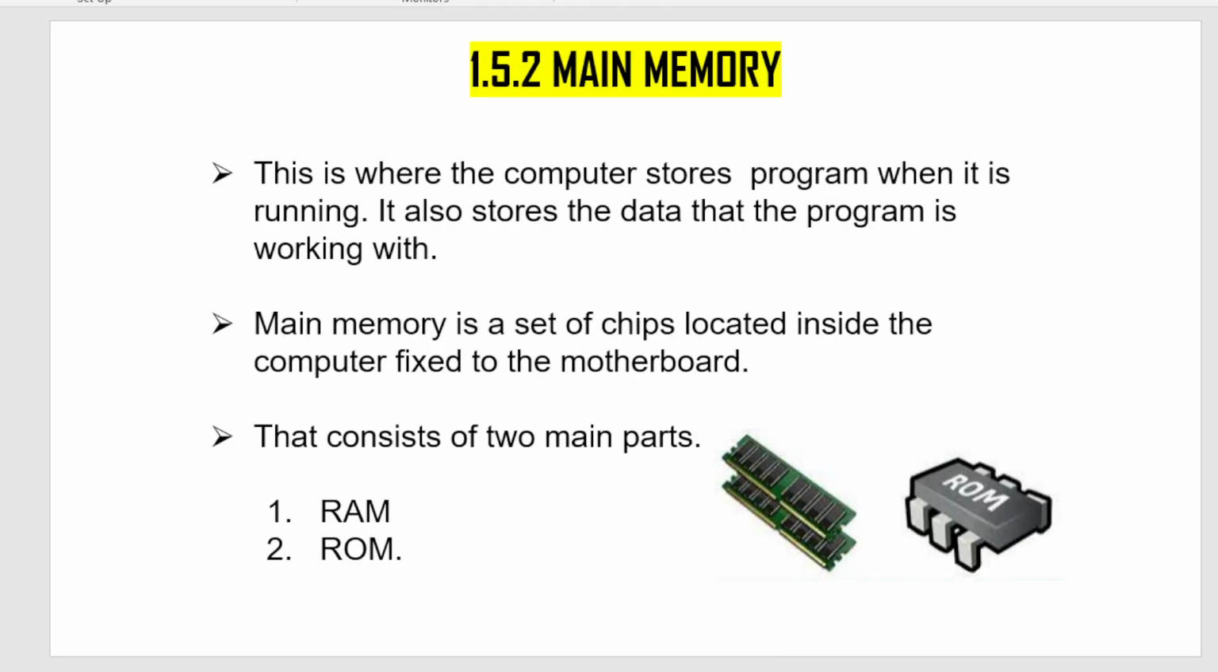Okay, the main memory. The main memory stores the program while it is running. It can also store the data that the program is working with. The main memory is a set of chips located inside the computer, fixed to the motherboard. And there are two types of main memory. The first one is RAM and the second one is ROM.